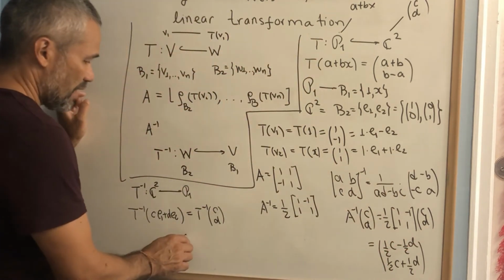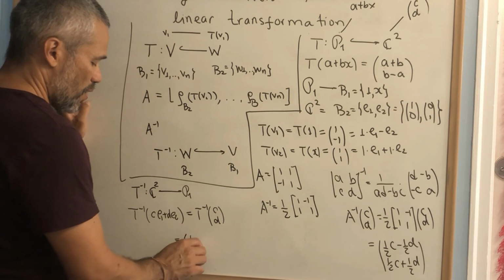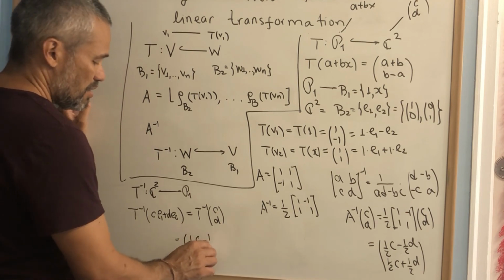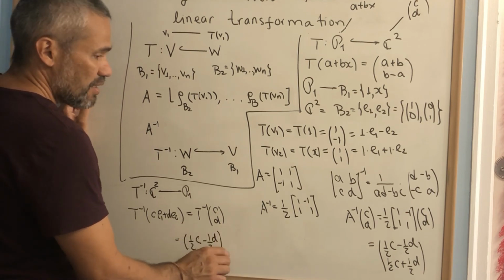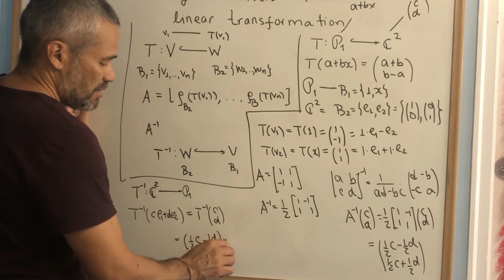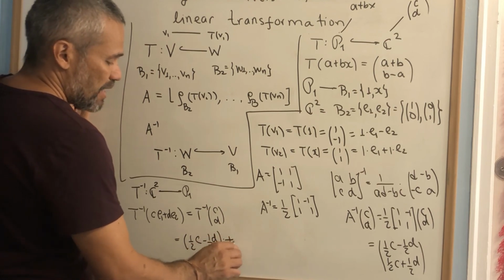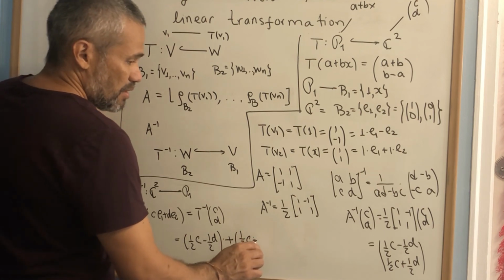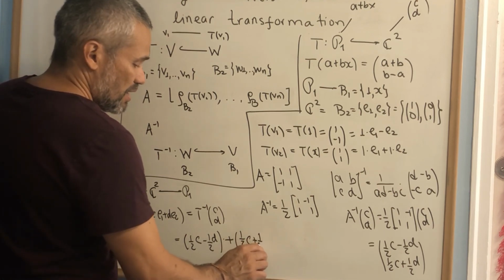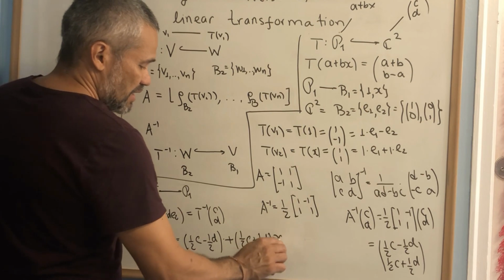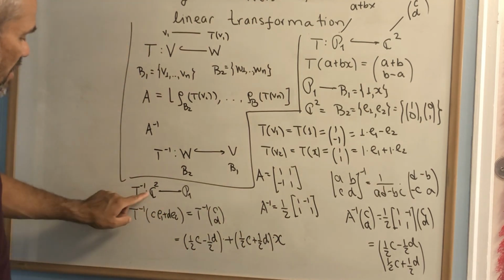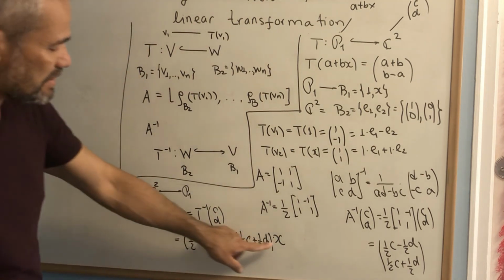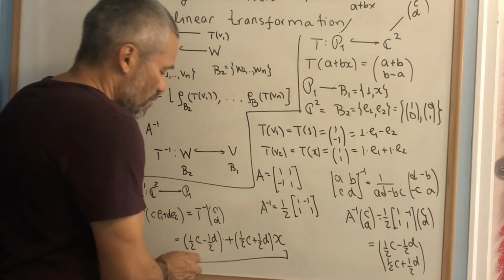Then you will get 1/2 of C minus 1/2 of D times 1 plus 1/2 of C plus 1/2 of D times X. It takes an element in C2 and sends it to a polynomial.